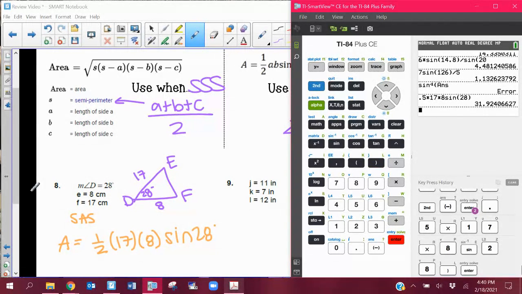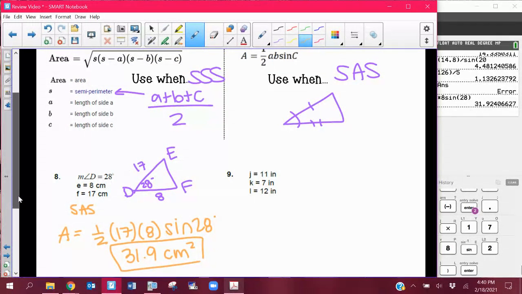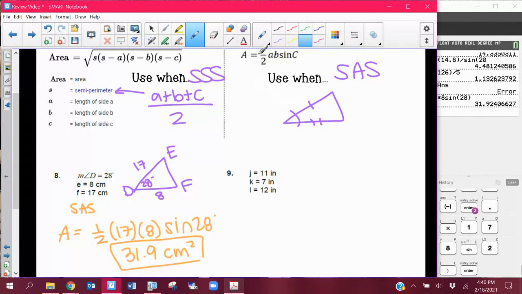Super straightforward. So now I know that the area is 31.9 units. So these are centimeters squared. Done. So again, this was a side-angle-side. I could use the more straightforward formula. If I see the second one, again, draw your picture.